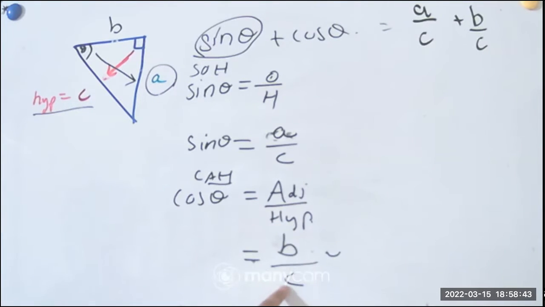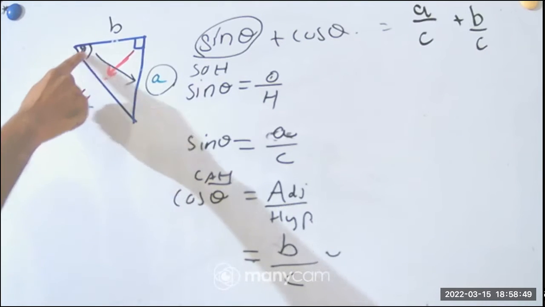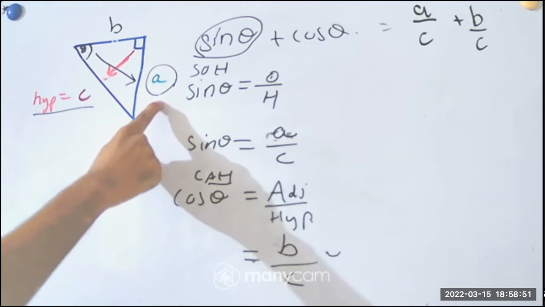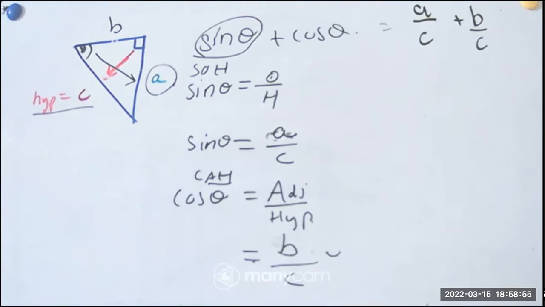So C is the hypotenuse, that remains as is. How did we get B? Well, if this is the angle and this is the opposite side, this would be the adjacent. And that is how we would solve this problem.